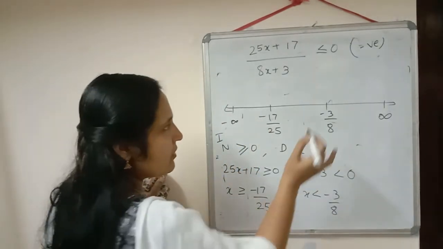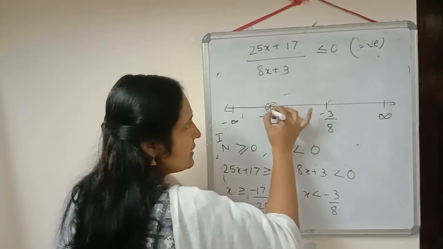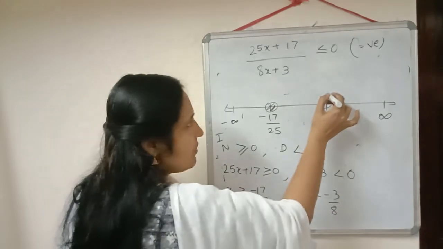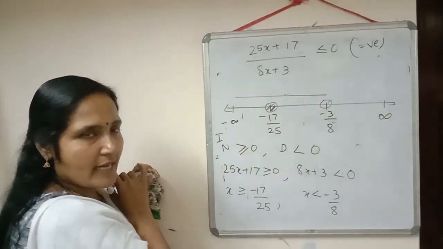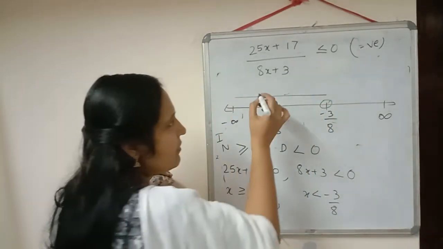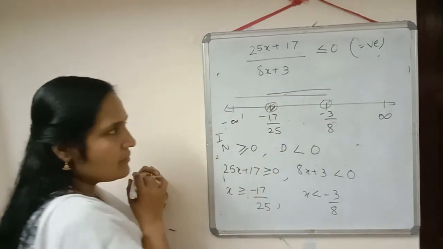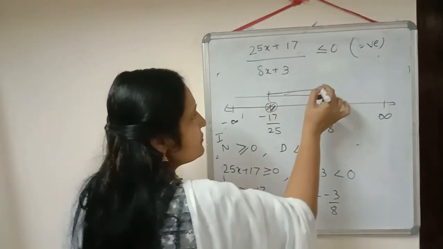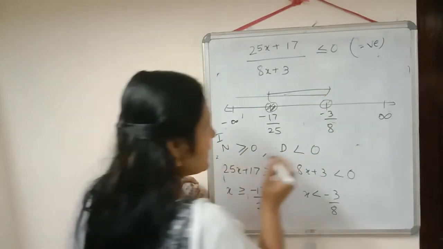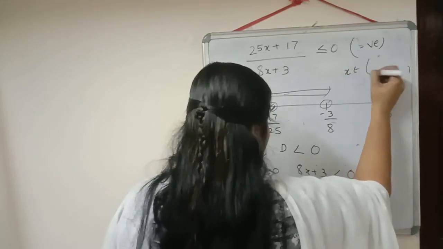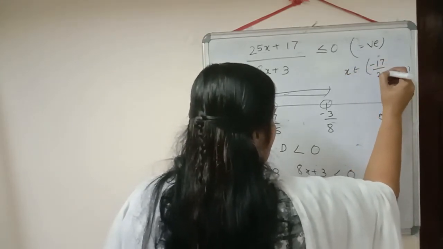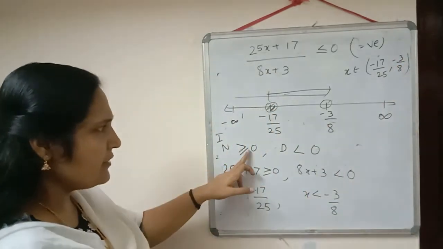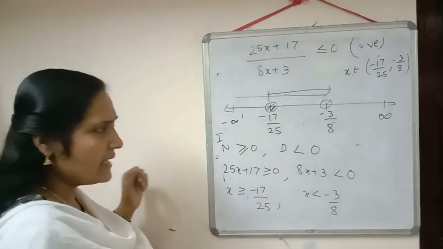So x will take all the values which are here. Equal to sign is there, so that's why we shade that circle. x will take all the values which are less than minus 3 by 8, and x will take all the values which are greater than or equal to minus 17 by 25. So this is the common solution region we are getting in the first case. Just write down: x belongs to minus 17 by 25 comma minus 3 by 8. We have taken numerator as positive, denominator as negative.